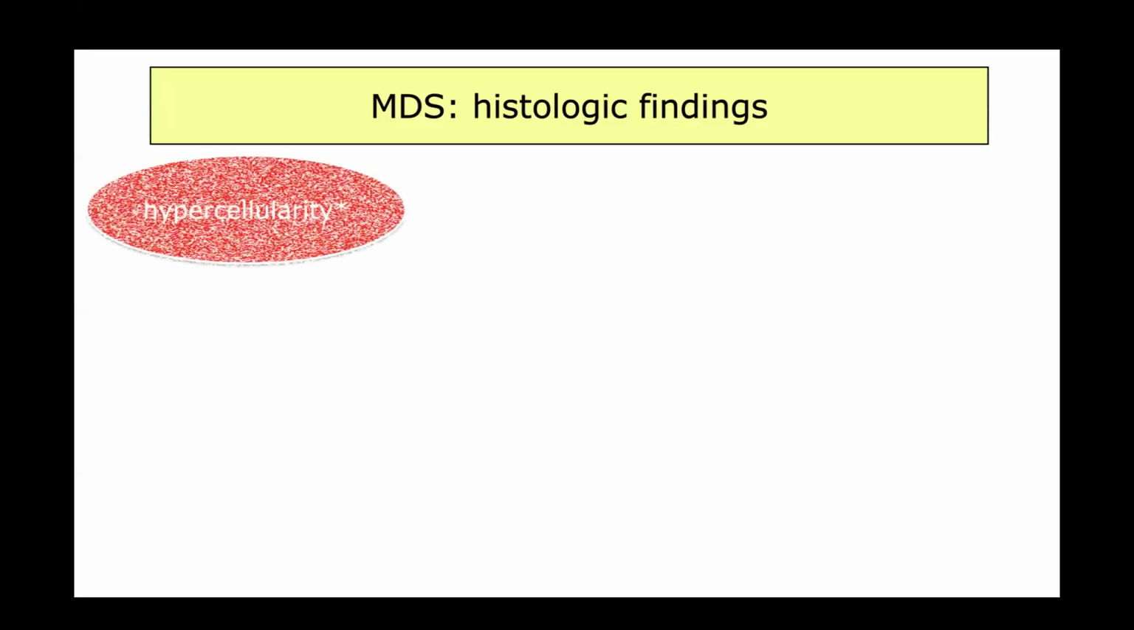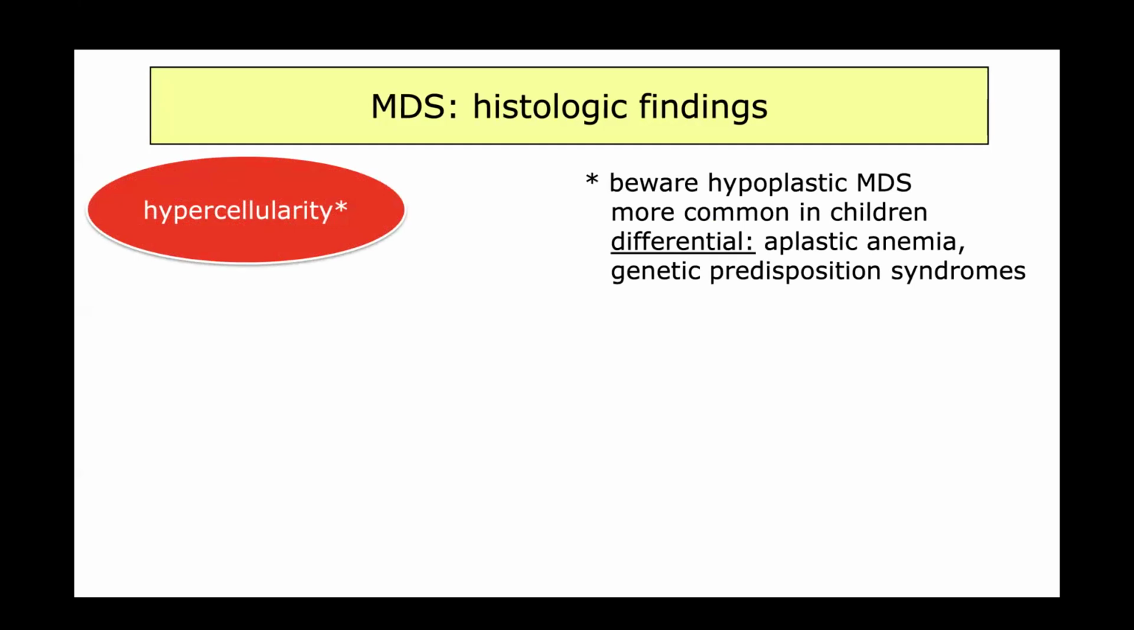Although we rely primarily, as you know, on the bone marrow aspirate, there are some features in the bone marrow biopsy that can be telling. So certainly hypercellularity is a fairly characteristic finding in patients with MDS, but there is a well-recognized hypoplastic MDS. Hypocellular MDS tends to be seen more commonly in children, and it can be tricky to distinguish this from aplastic anemia, and indeed also what I alluded to previously, the genetic predisposition syndromes, inherited bone marrow failure syndromes.